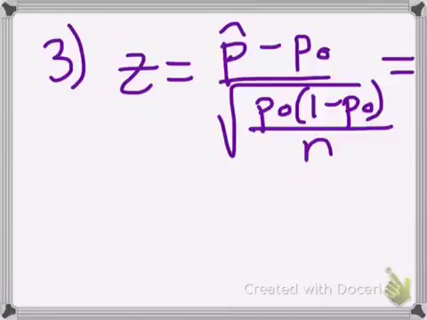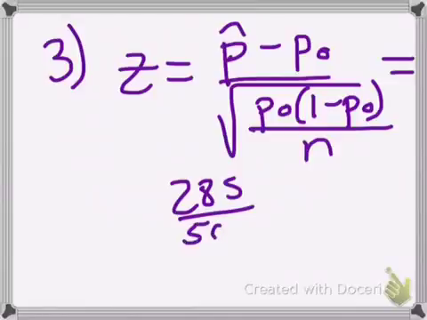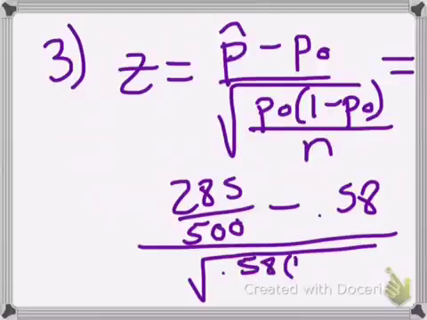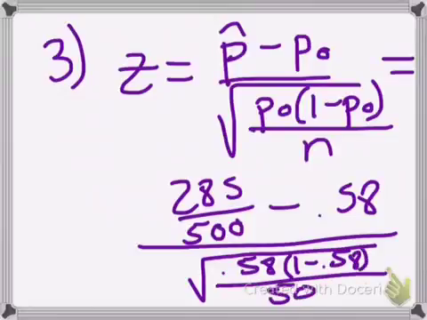Then for p hat, I'm going to put in success over total, which is 285 over 500, minus our p naught from above, which is 0.58, divided by the square root of 0.58 times 1 minus 0.58 divided by 500. Okay, so there are our numbers in our formula. I'll let you go through the calculations of it, and you should end up with z equals negative 0.45.